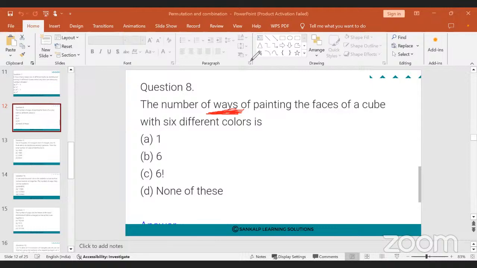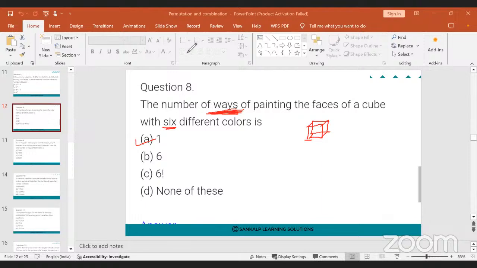Okay, shall I start? Yes, now. The number of ways of painting the faces of the cube. Cube in the sense, how many faces are there, students? This is the cube. Total 6 faces are there. Absolutely, 6 faces we want to color with 6 different colors. Same number of faces with the same number of colors. So it is nCn, that is nothing but 1 is the answer.